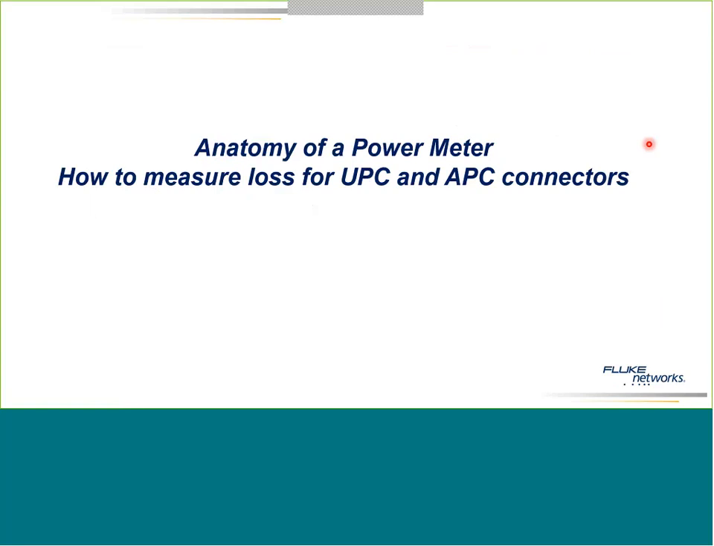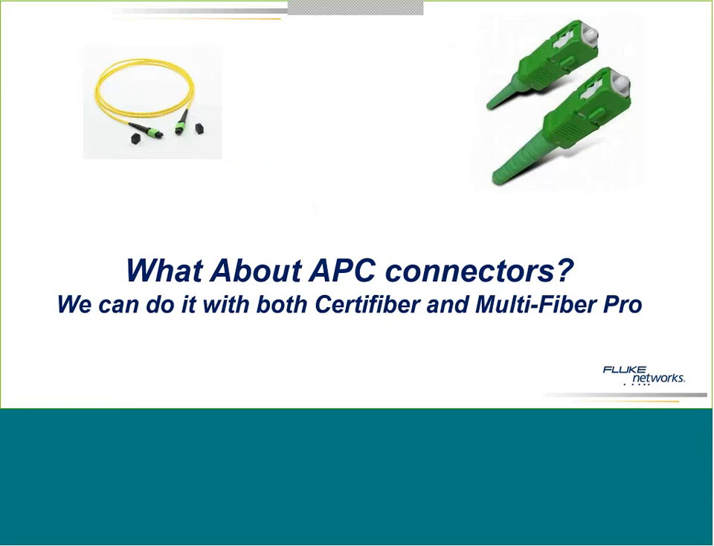So let's take a look at our power meter now, because a lot of times I get a question, how is this going to measure? UPC, we know how it's going to measure the loss, but will it work for APC connections? Now, APC connections, typically they're going to be green. In the case of MPO trunk cables, it's not necessarily going to have a green connector on it, because a single mode MPO trunk cable is just expected to be an APC connection.